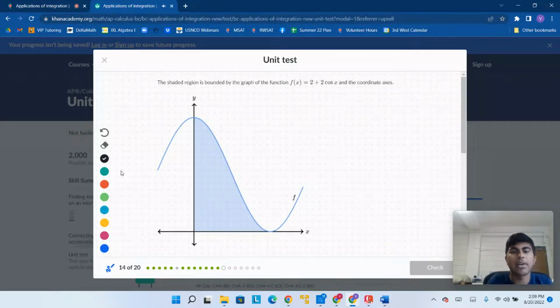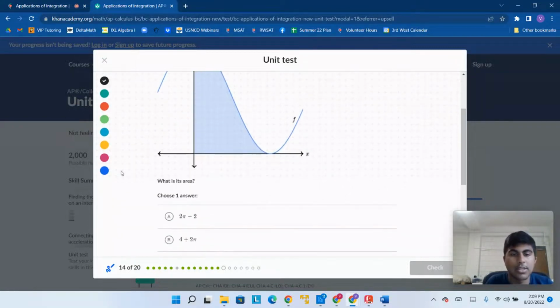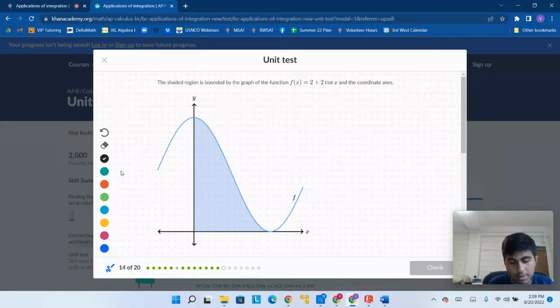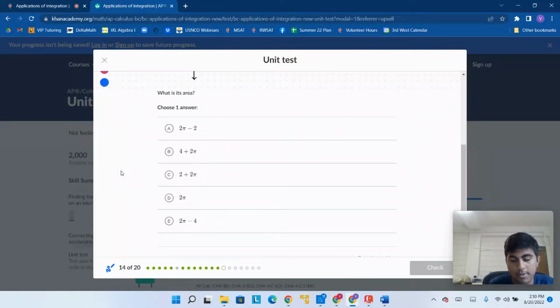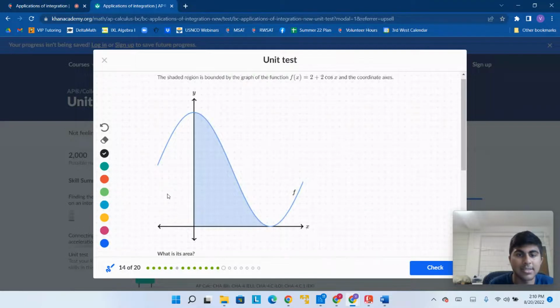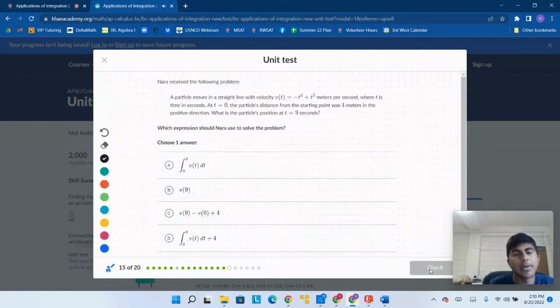The shaded region is bounded by the graph of the function f of x equals 2 plus 2 cosine of x and the coordinate axes. What is its area? It's going to be the integral from 0 to where 2 plus 2 cosine x touches the coordinate axes, which is where cosine of x is negative 1, which is at pi. So the integral from 0 to pi of 2 plus 2 cosine of x dx, in radian mode, and you get 6.28318 and on and on, which, if you know about pi, is just 2 pi. That is it. 2 pi. And we can keep going.